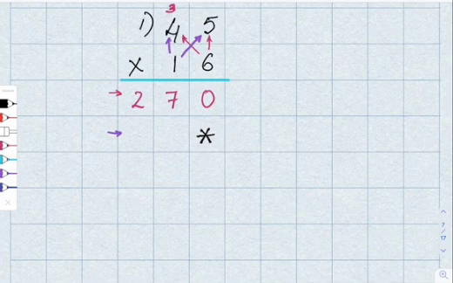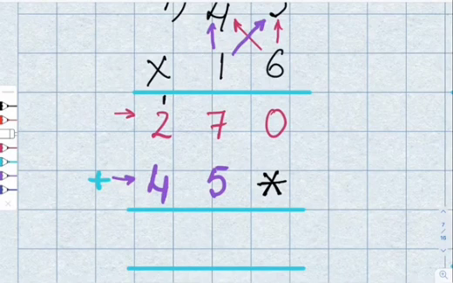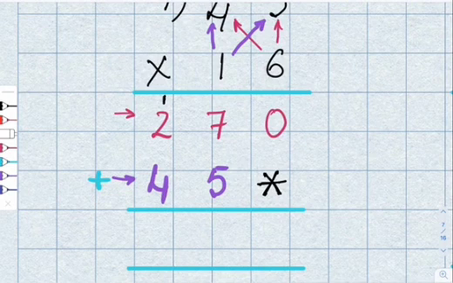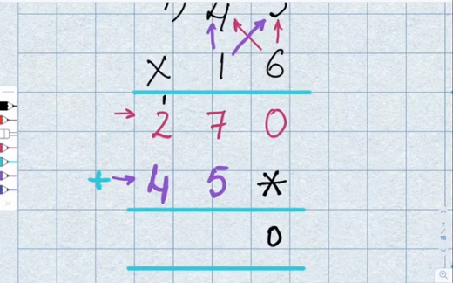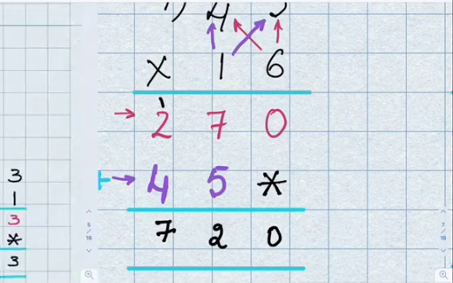Now 1 5s are 5, 1 4s are 4. Now for the final result, we need to do addition. 0 plus 0 is 0. Then 7 plus 5 is 12. Then 4 plus 2 is 6. 6 plus 1 is 7. So the final answer is 720.